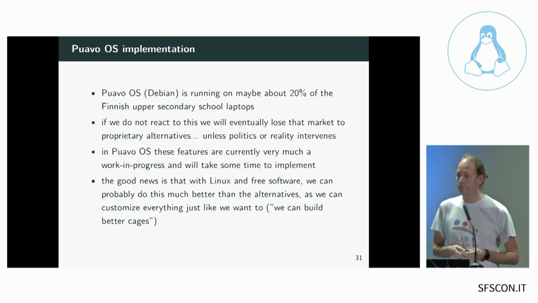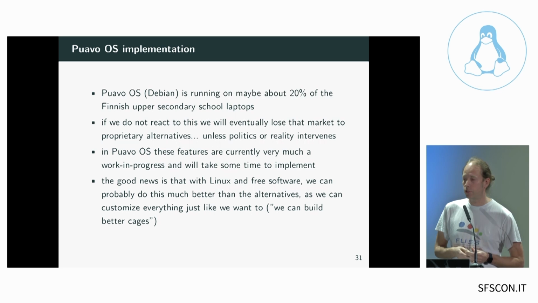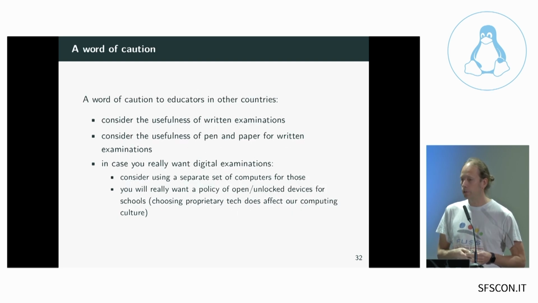And currently in Finland, the Puavo OS system that is developed by us is running on maybe about 20% of the Finnish upper secondary school laptops. That is over 10,000 machines. And if we do not react to these changes, we will eventually lose that market to proprietary alternatives unless politics or reality intervenes. And these are work in progress. The good news in this is that with Linux and free software, we can possibly do a better job than the competition.